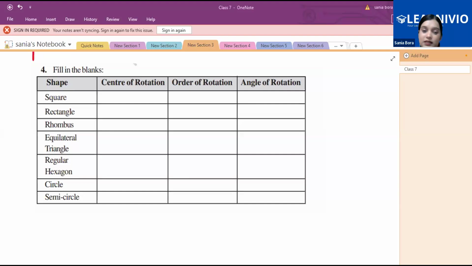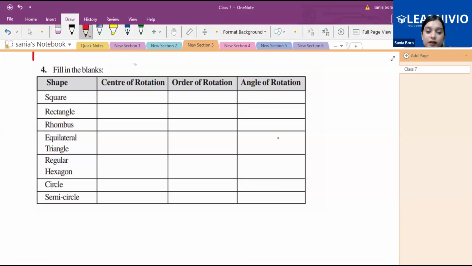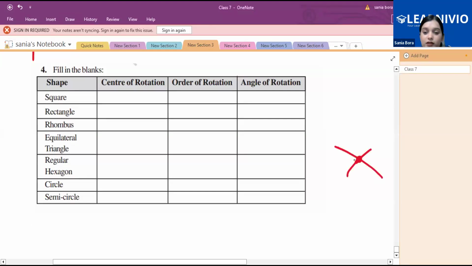The intersecting point of diagonals is the center of rotation, right? For this one, because in this we have diagonals, where they intersect, that would be the center, right? And then order of rotation, how many times can you rotate? Four times, right? And then the angle of rotation is 90 degrees only, right? Got it? And rectangle, again same intersection points.